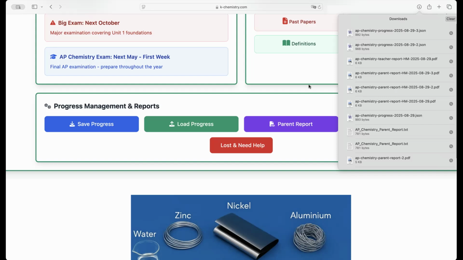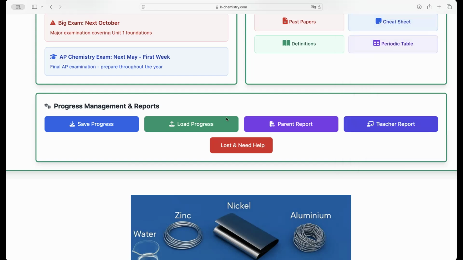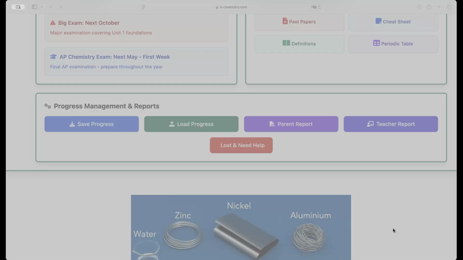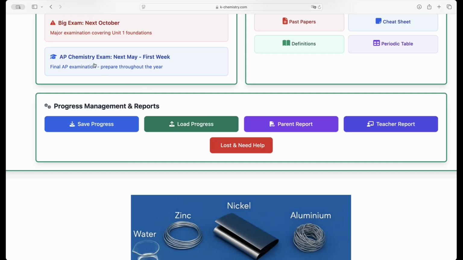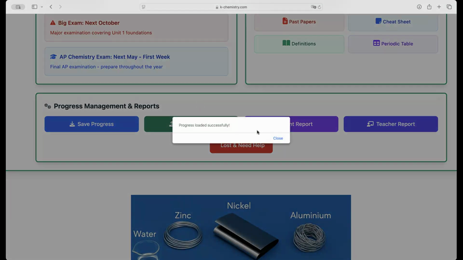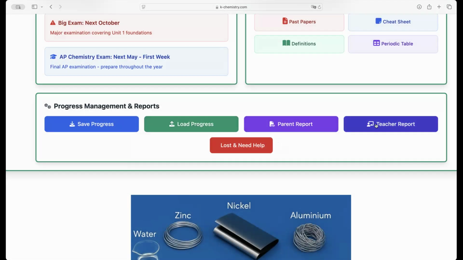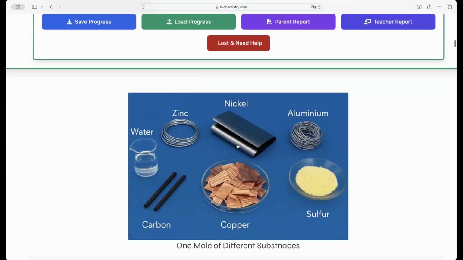Then it will be saved here. You can use the files that you have downloaded so that you can find it and then load your progress. Here I have saved another progress and I can load it. This is the button that makes the teacher report. And if you are lost, you can always email us by clicking this button.